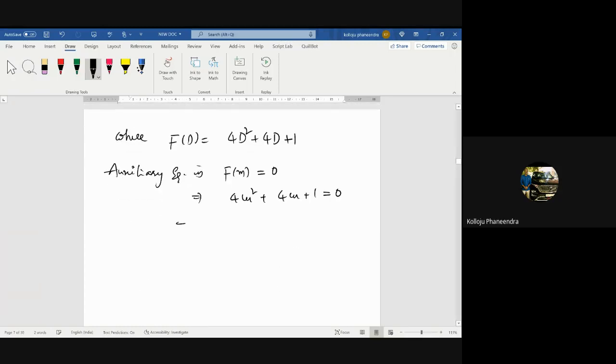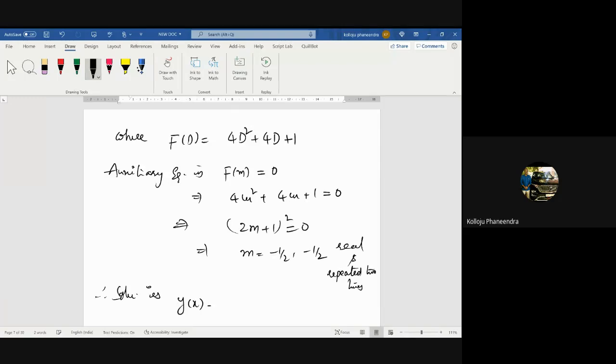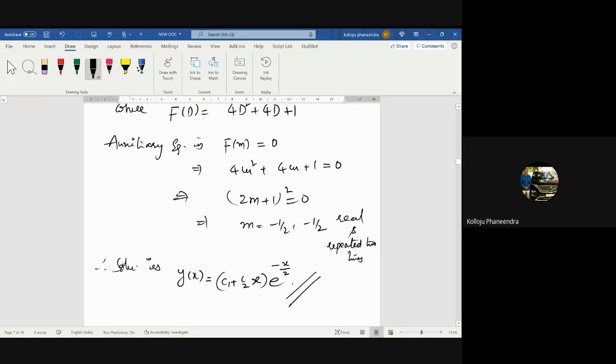Right? So what are the roots? 2m plus 1 whole square equal to 0, so m equal to negative 1 by 2, negative 1 by 2. Real and repeated 2 times. Therefore the solution is e power m1x, that means e power minus x by 2, and its coefficient must be a first degree polynomial since it is repeated 2 times. This is the solution.